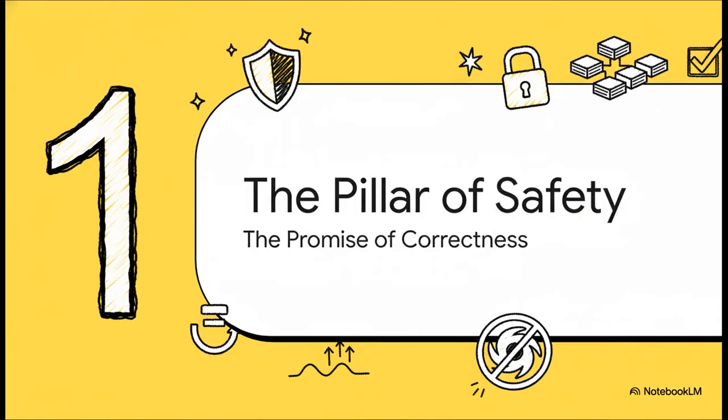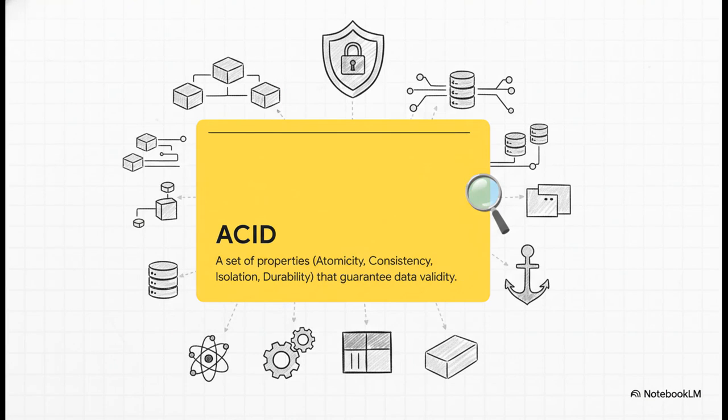And that brings us to our first pillar, safety. This is the database swearing an oath to you that your data is always going to be correct. It's protected. It won't get corrupted no matter what chaos is happening. Now, to actually deliver on that promise, databases follow this really strict set of rules. It's a famous acronym, ACID. That stands for atomicity, consistency, isolation, and durability.